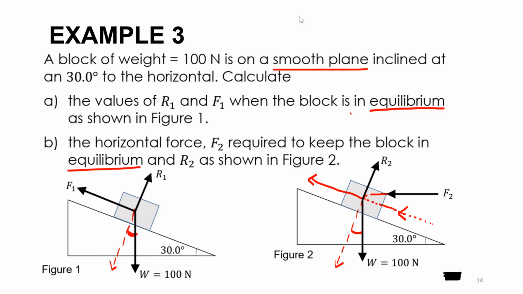Okay, so R1 is 86.6 and F1 is 50. Okay, correct? Okay, correct. Okay, so good. Roshan, Varsha, then B, the force is 57.7. Yes. What about the R2?